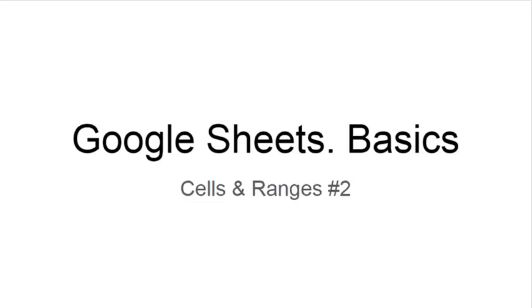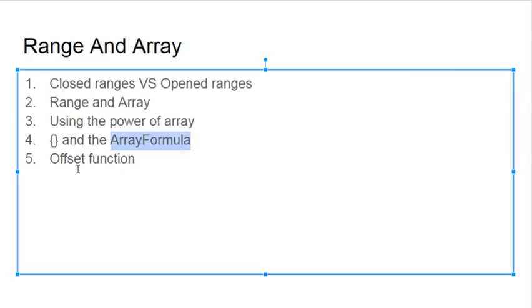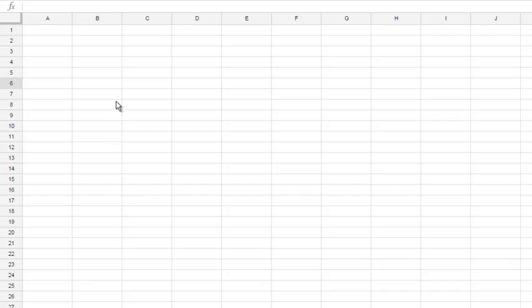Hello, this is the second video about cells and ranges in the video series Google Sheets Basics. In this video: closed ranges and open ranges, range and array, using the power of array and curly brackets, the new array formula, and also the OFFSET function.